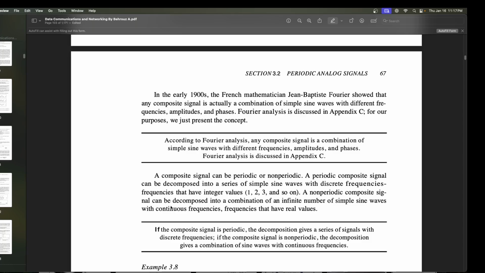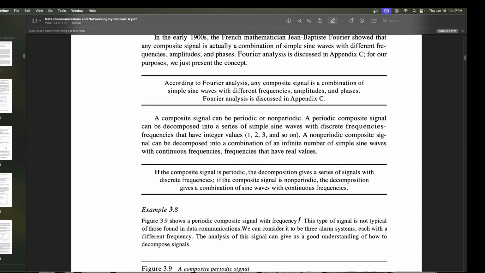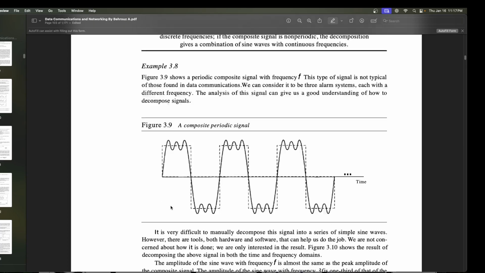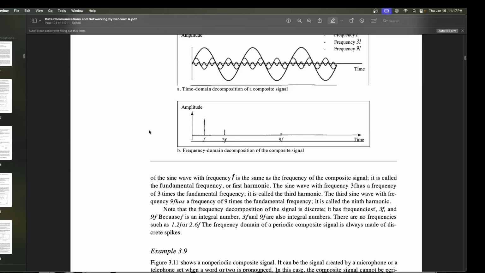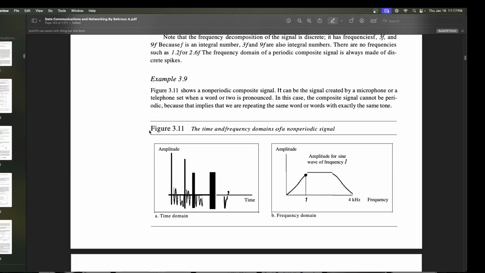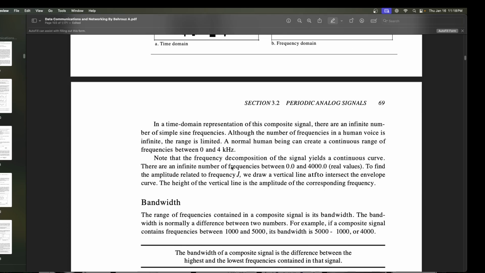Analysis. So, simple sine waves. Now there is something called Fourier analysis. Instead of having exactly simple sine waves, we have a composite signal. This can be both periodic and non-periodic. The Fourier transform basically does the conversion from time domain to frequency domain. Yeah, it's mathematical.